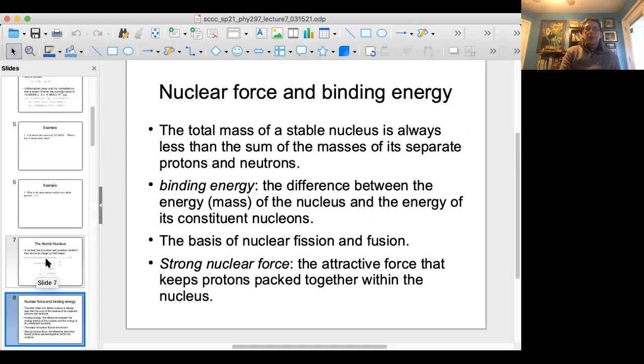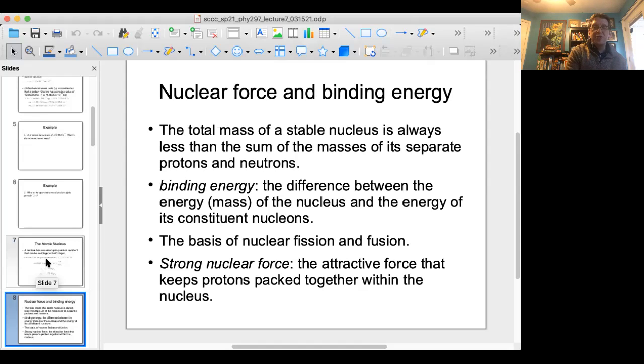So the total mass of a stable nucleus is always less than the sum of its protons and neutrons. So where nuclear physics is concerned, the whole is less than the sum of its parts. So there's less mass, which means there's less energy. And so that difference in energy is called the binding energy. So it's the difference between the mass of the sum of the parts and the mass of the whole. And it's the basis of nuclear fission and fusion, which we'll talk about, I believe, in the next chapter.